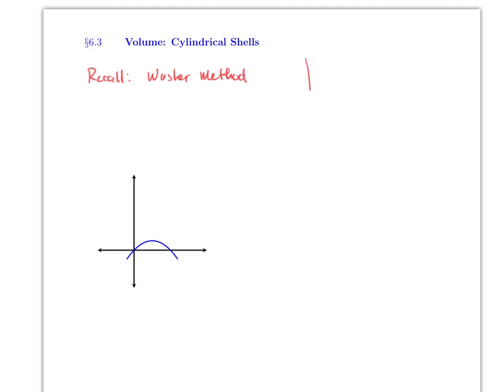if you have a function, then let's say you have something like this, and you are rotating, let's say here, and this is the area you want to rotate. Remember that the partition was perpendicular to the axis of rotation. However, depending on the problem, that may be an issue.